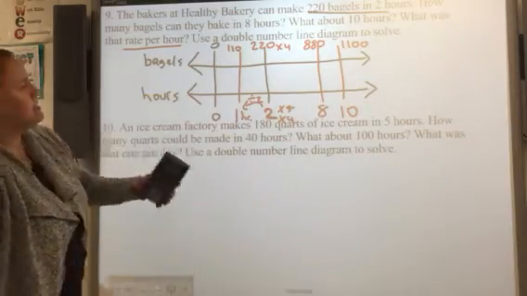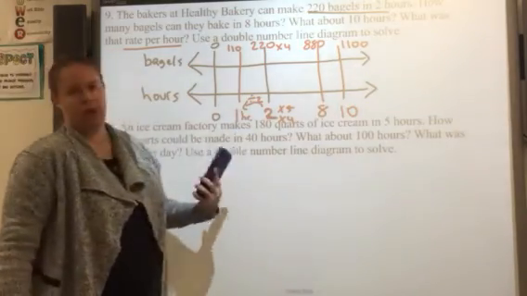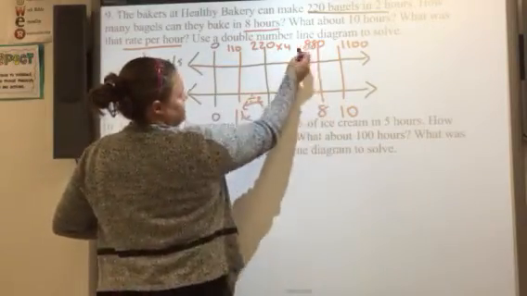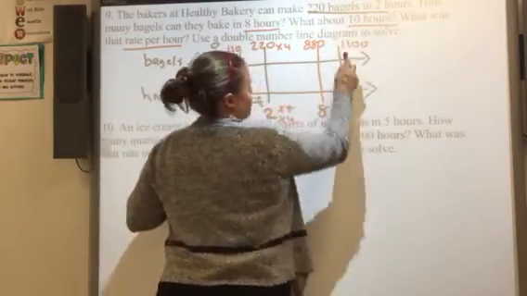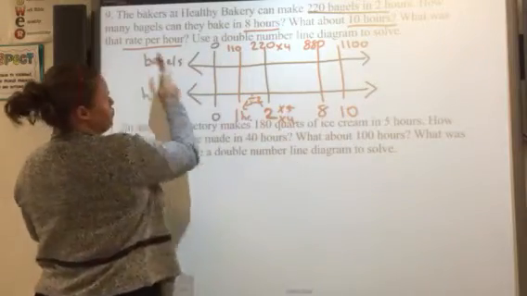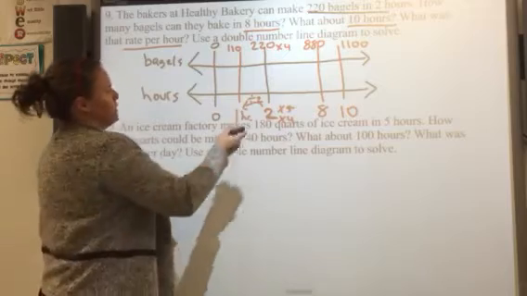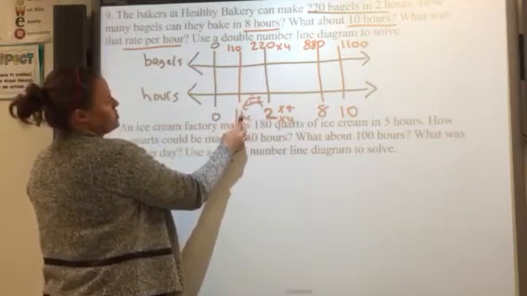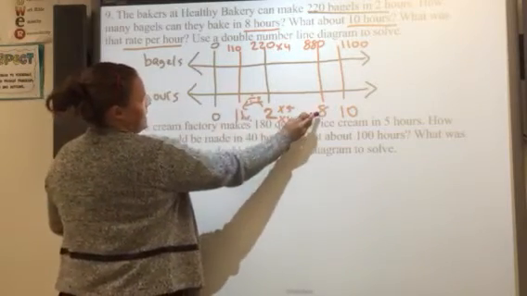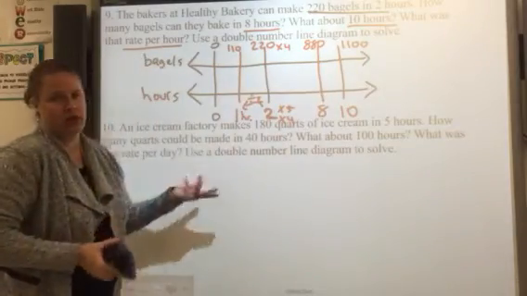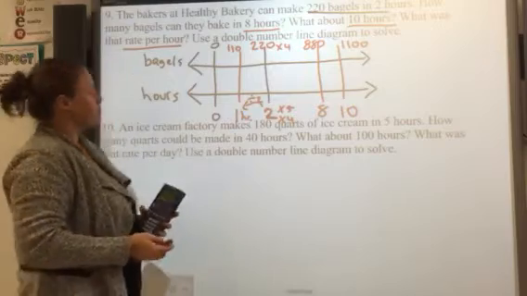So presenting this as your double number line will give you all the answers the question's asking. You've given me what 8 hours is. You've given me what 10 hours is. And then you've also given me the rate per hour. So in 1 hour, we can make 110 bagels. I could have also said 1 hour, done this first, and then times 8 to get that, and times 10 to get that. So oftentimes finding the unit rate will be the easiest thing to do.